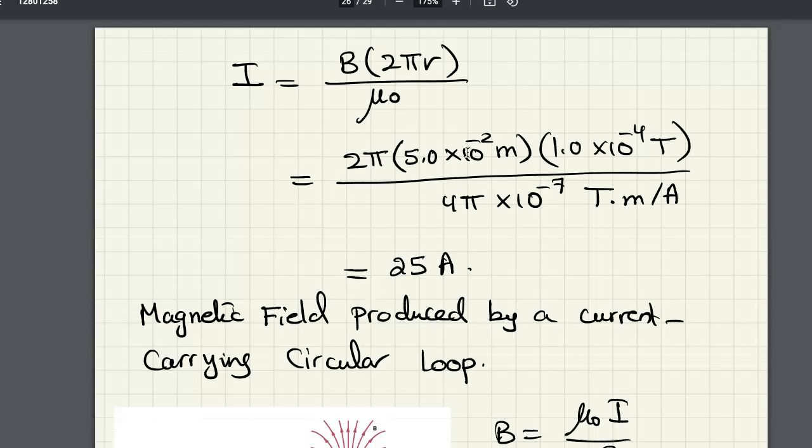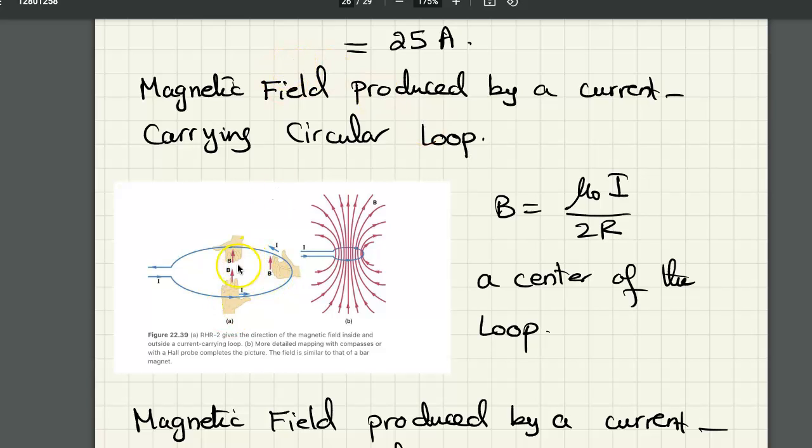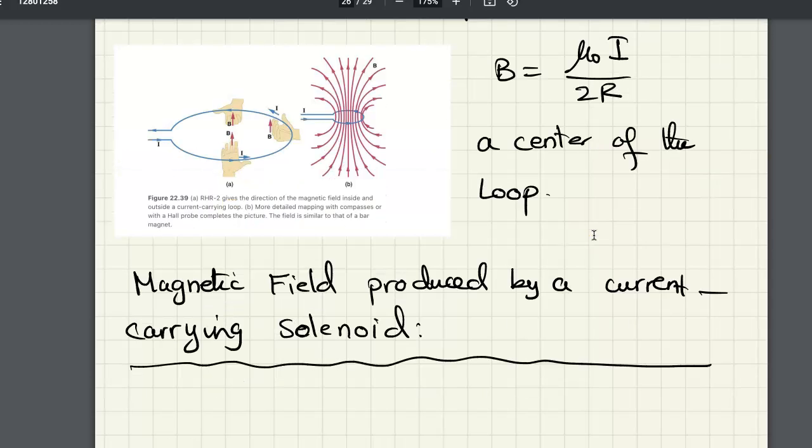Also, we need to know how to calculate the magnetic field produced by a current carrying circular loop like the one shown here. Only at the center, the field is not uniform elsewhere, but we can find B at the center: B equals mu0 times I divided by 2r.